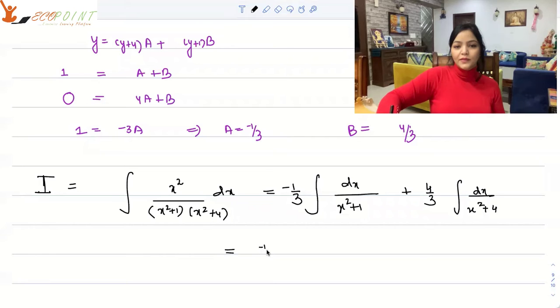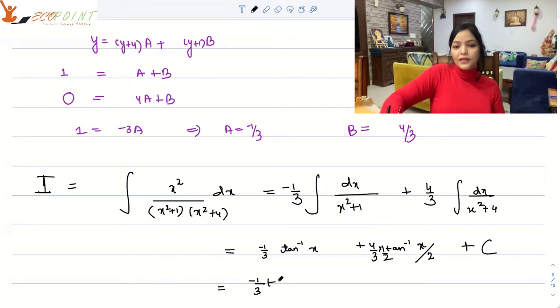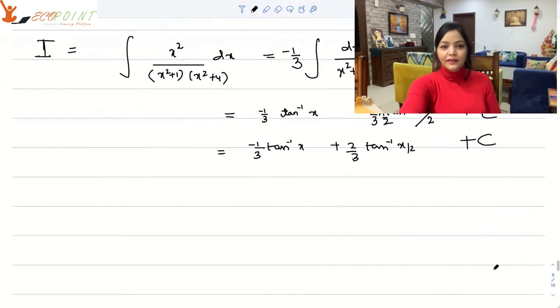So it's going to be minus 1 by 3 tan inverse x plus 4 by 3 into 1 by 2 tan inverse, because this time it's x square plus a square, where a is 2. So 1 upon a tan inverse x by a, where a is 2, so x upon 2, plus c. So it's going to be minus 1 upon 3 tan inverse x plus 2 by 3 tan inverse x by 2 plus c.